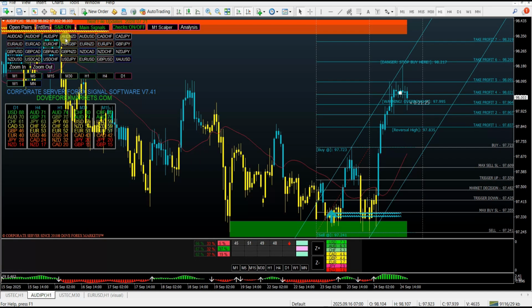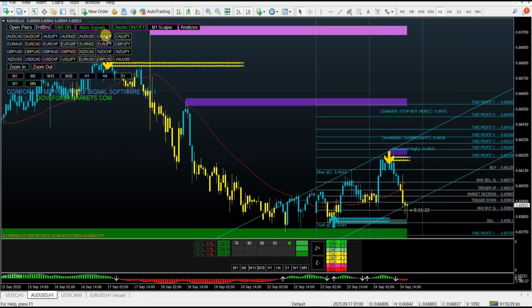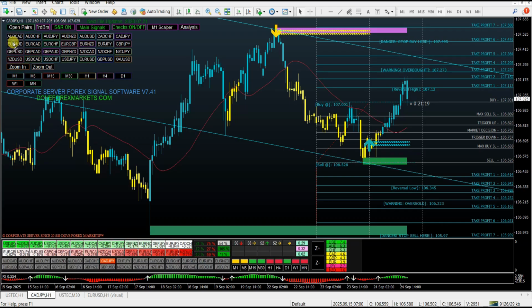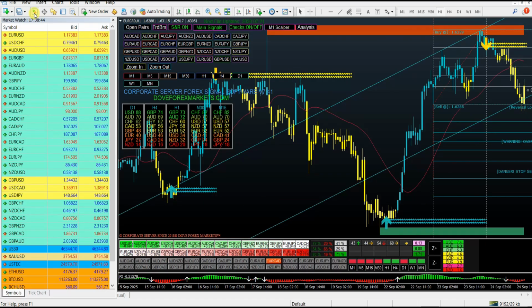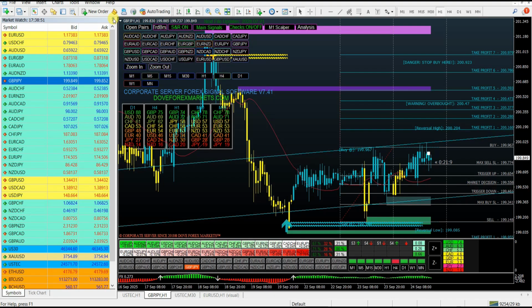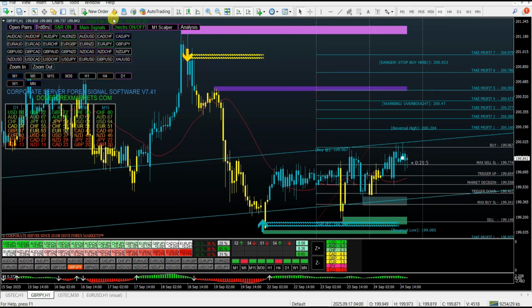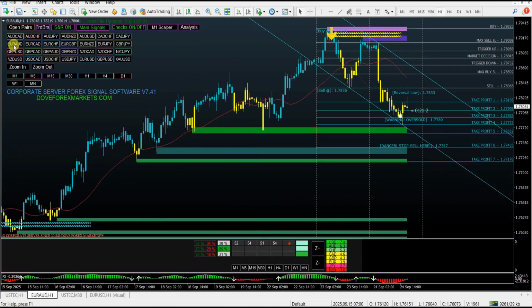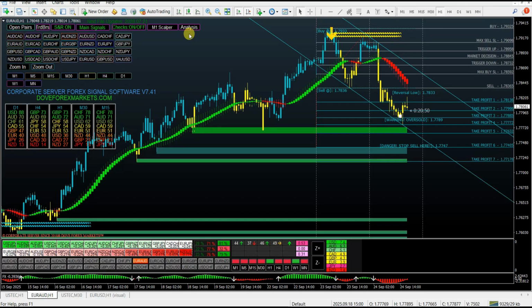The software also offers you easy access to all the pairs at your fingertip. You'll be able to navigate from one pair to the other pair, all the 28 pairs, so easily without opening the market watch, without dragging the pairs in the chart window for you to change. It is made in such a way that it is easy for you to navigate from one pair to the other.